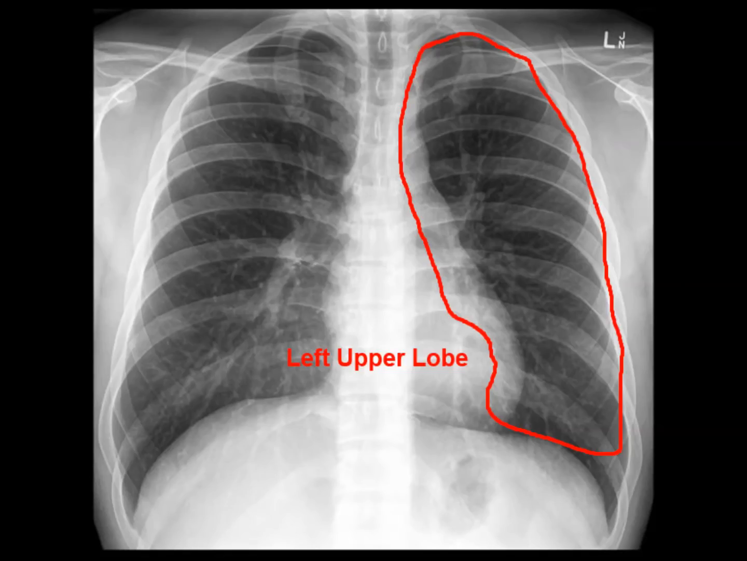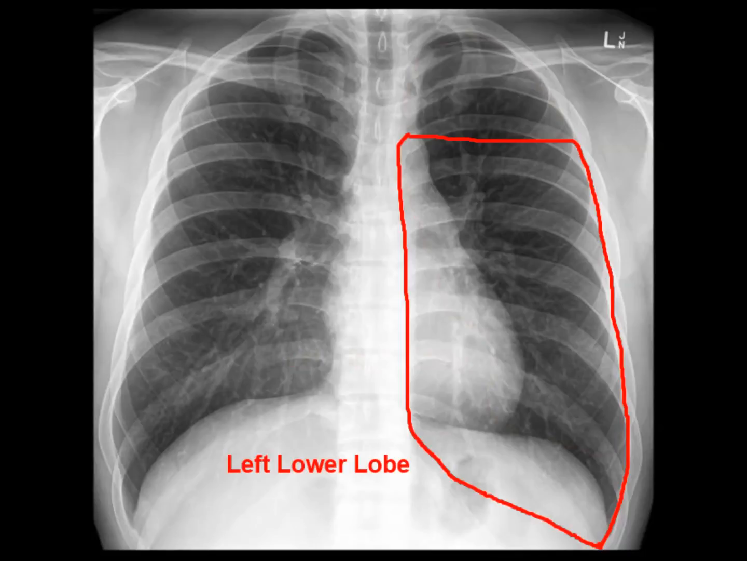The left is a bit easier, with only two lobes. The upper lobe now looks like it takes up almost the whole lung field and touches the left heart border. The left lower lobe is similar to the right and shares a border with the left hemidiaphragm.